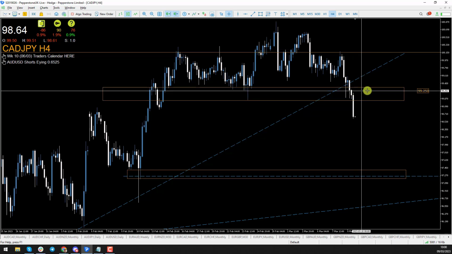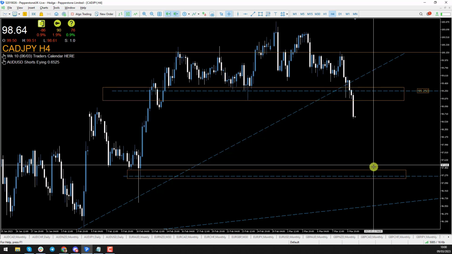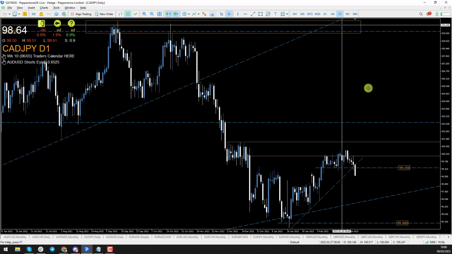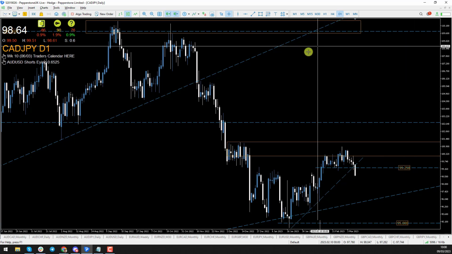You know, if price comes back up into this area, you start to see rejections again. There could be a good opportunity to trade down towards the 87.25. Then obviously if price trades through that, you've got that 95 handle longer term. So that's what I'm going to be targeting here on CAD yen.